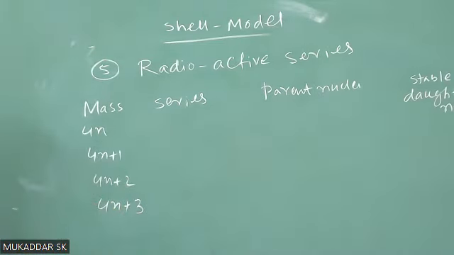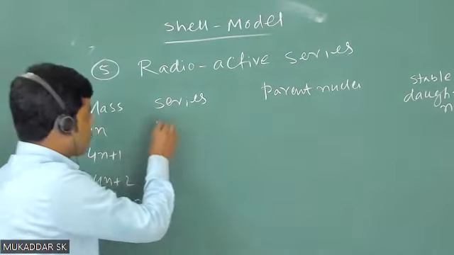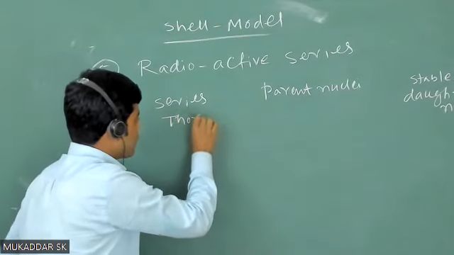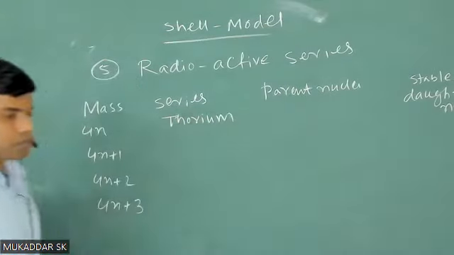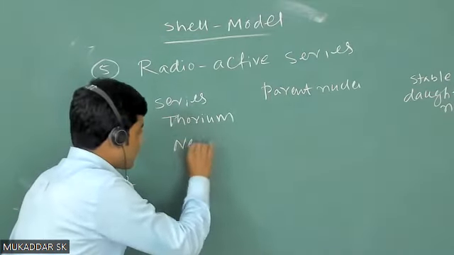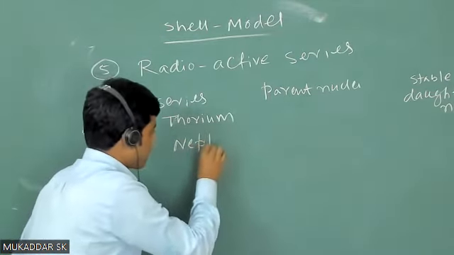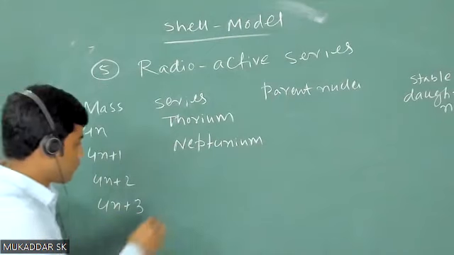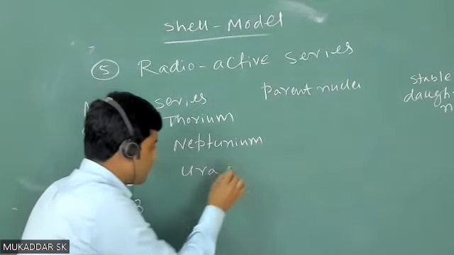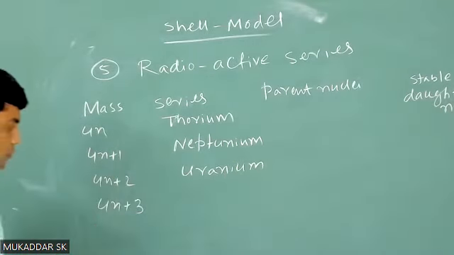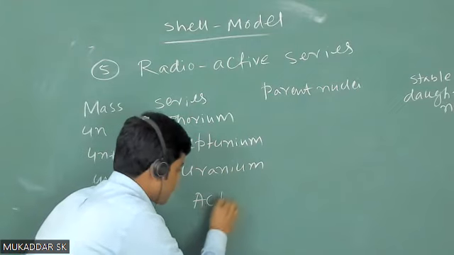What is each series called? 4n corresponds to the thorium series. Then 4n plus 1 corresponds to the neptunium series. Then 4n plus 2 corresponds to the uranium series, and 4n plus 3 corresponds to the actinium series.